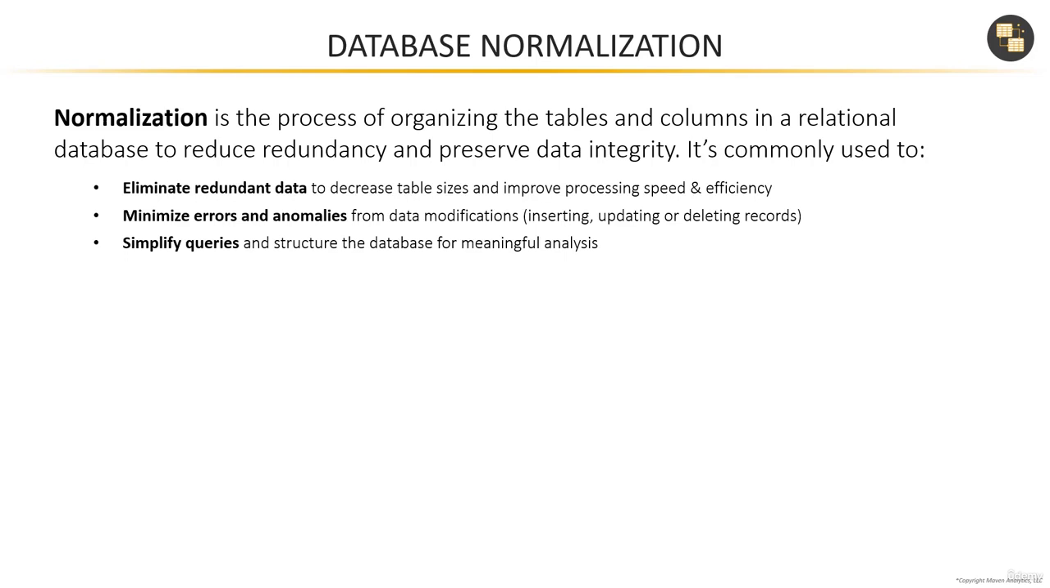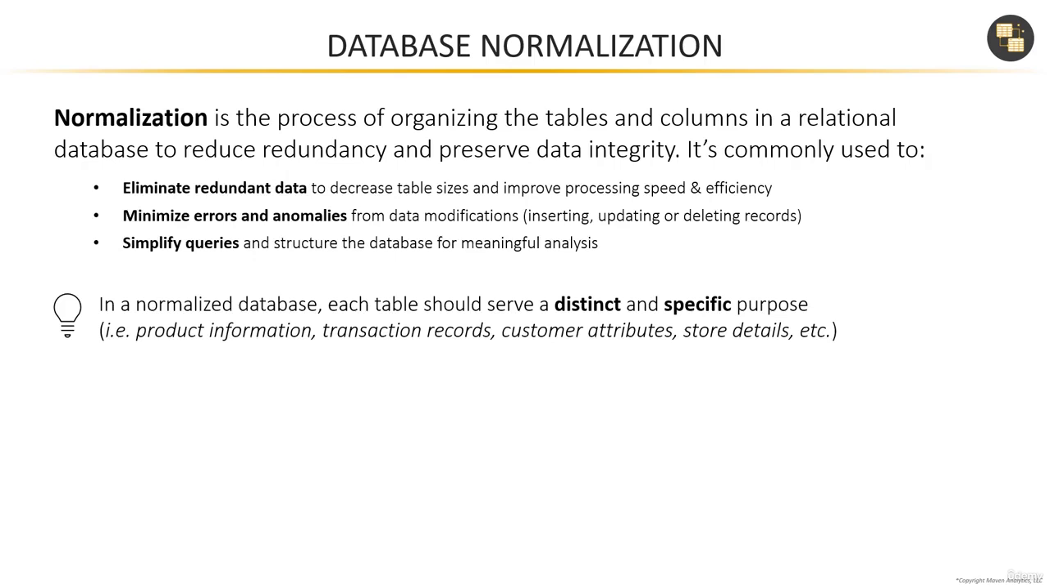So at this point, it still feels a little bit vague, right? A little ambiguous. So the way that I like to wrap my head around what normalization really means is to think of it this way. In a normalized database, each table should serve one distinct and specific purpose, and one purpose only.